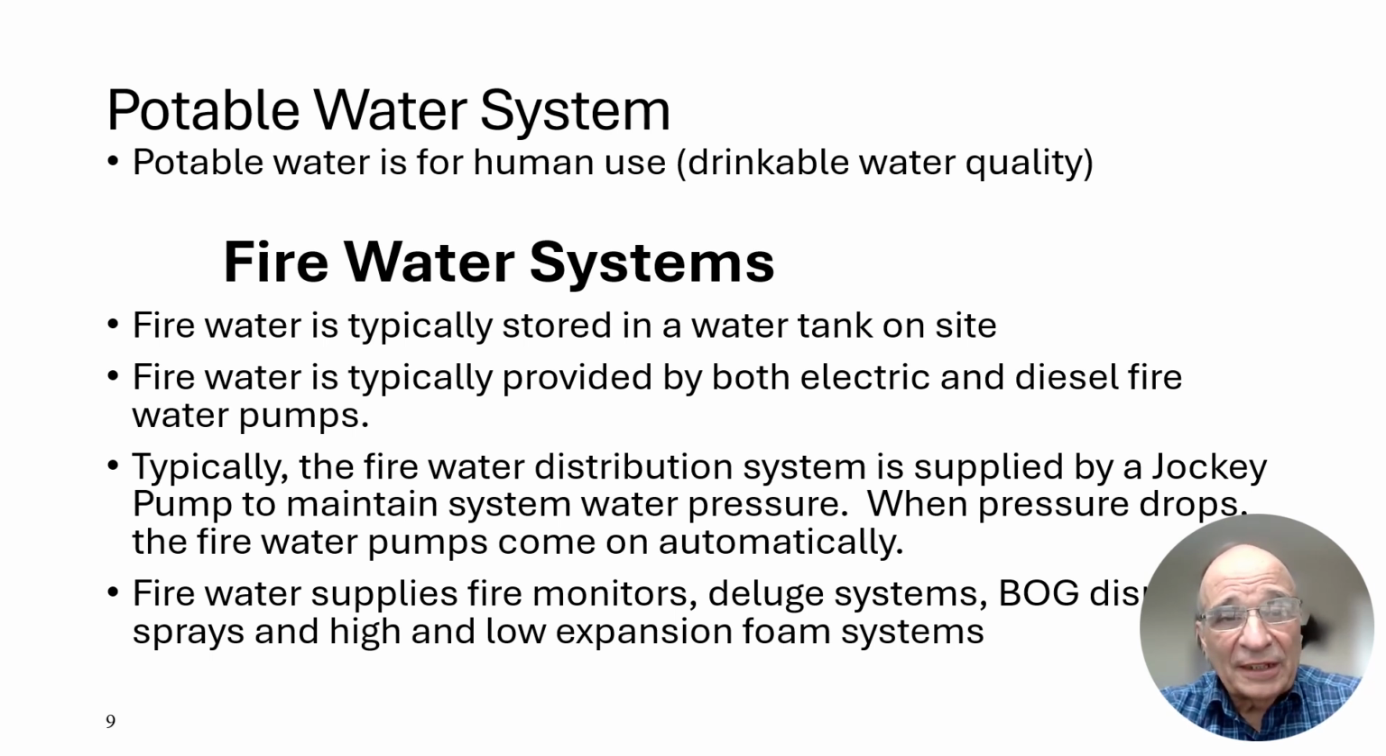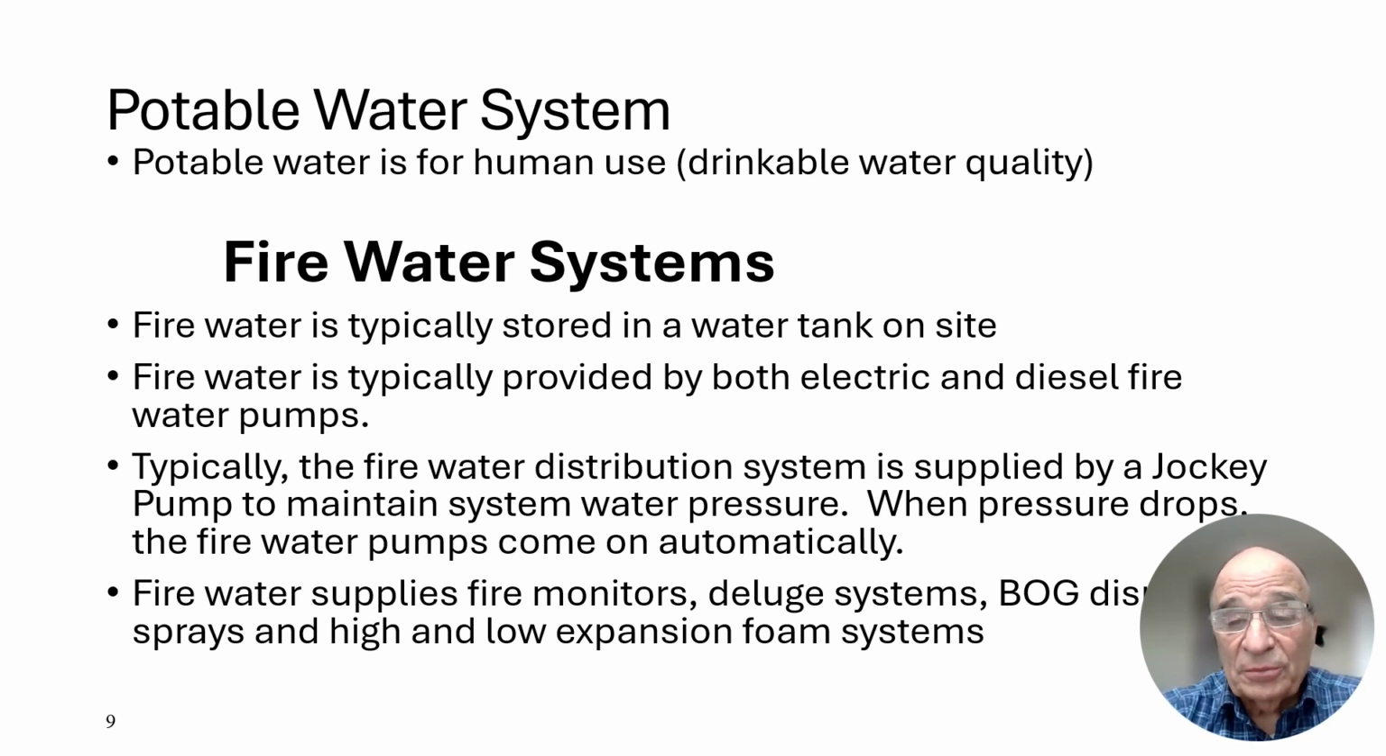And the reason being that you have to have a minimum amount of water, a design minimum amount of water, for the fire water system. Fire water is typically stored in a large water tank on site. Fire water is typically provided by both electric and diesel water pumps. You don't want to be in the middle of an electrical fire, not have electrical power, and not have a fire water system. So that's why it's backed up with a diesel water pump as well as an electrical pump.